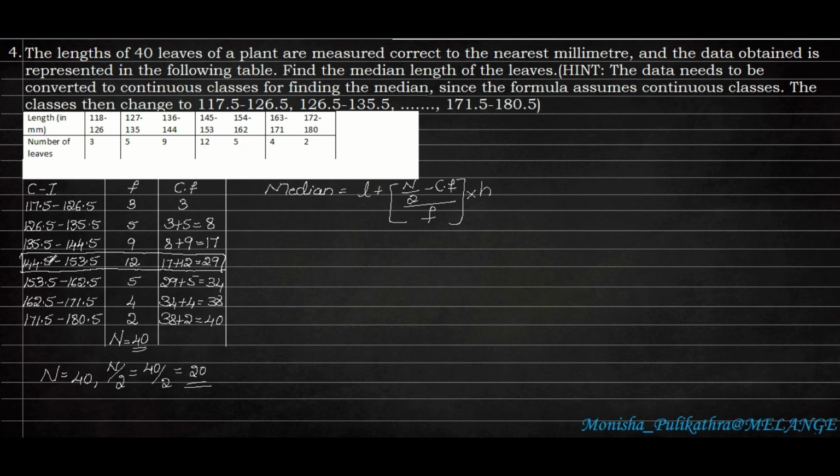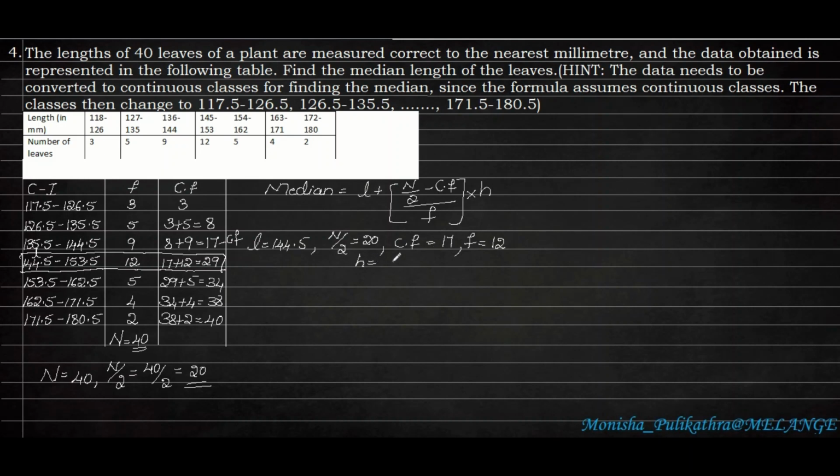So 144.5 up to 153.5 is the class interval which we have selected. In that, L, the lower limit, is 144.5. Next is n by 2, which we have already calculated, that is 20. Next is CF. CF will be the cumulative frequency previous to the selected row. So here CF is 17. Next is F. F is the frequency of the selected row, that is F is equal to 12.